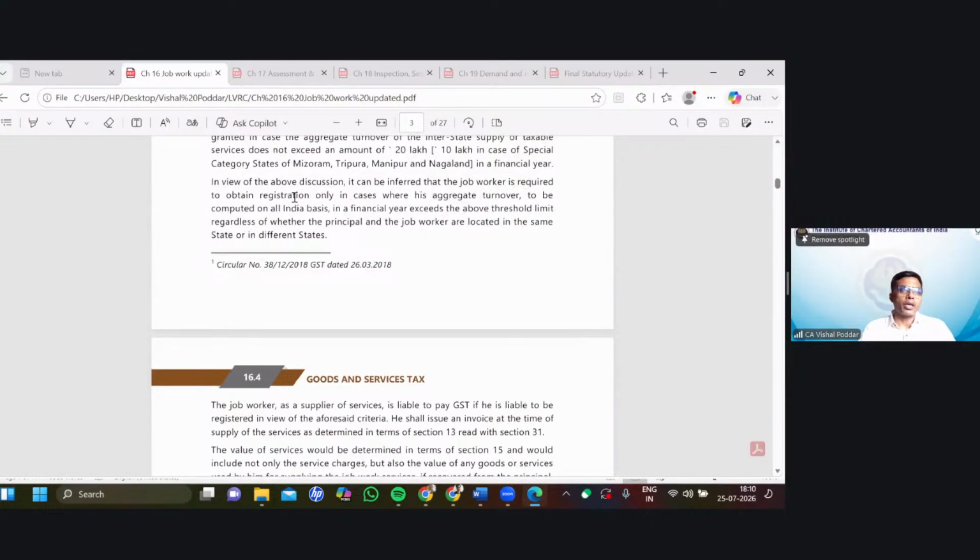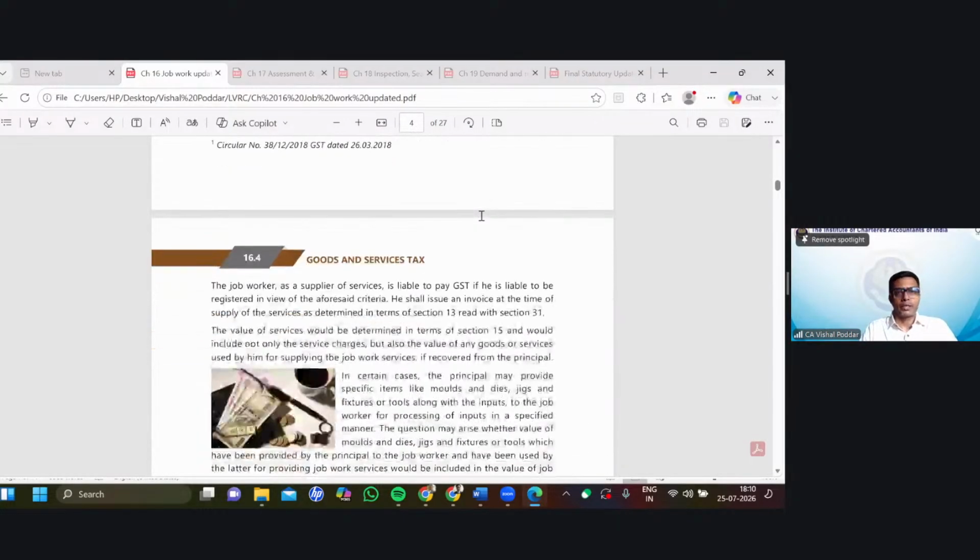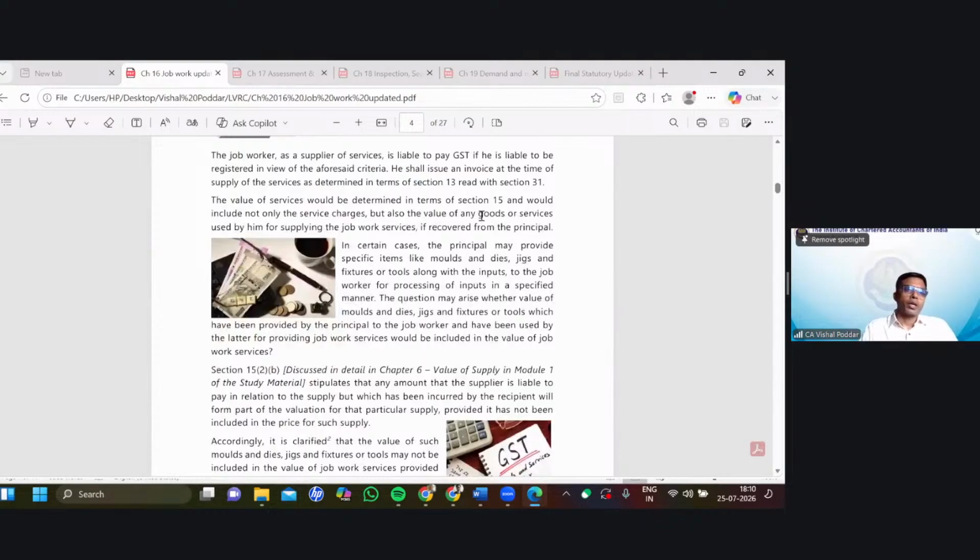So the final conclusion that we can draw from all the above pointers is that the job worker is required to obtain registration only in cases where the turnover of the job worker computed on all India basis, that is PAN basis, in a financial year exceeds the threshold which depends upon the state. Now, again, we know one thing, that what the job worker is doing is a supply of service. So the job worker will be treated as a supplier of service and is liable to pay GST if he is liable to be registered as per the above criteria.